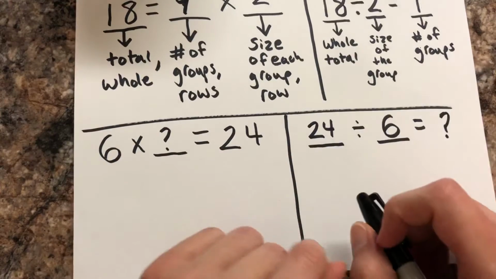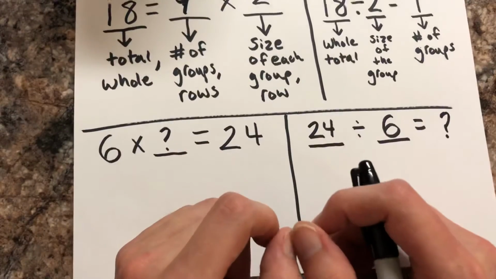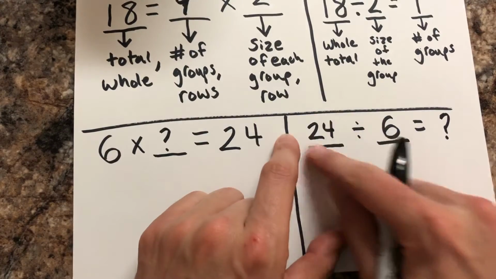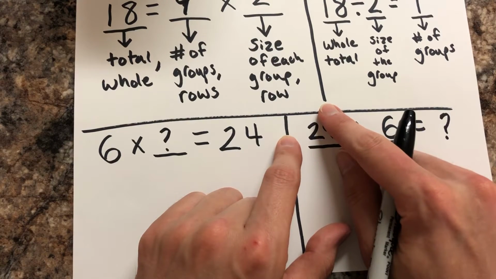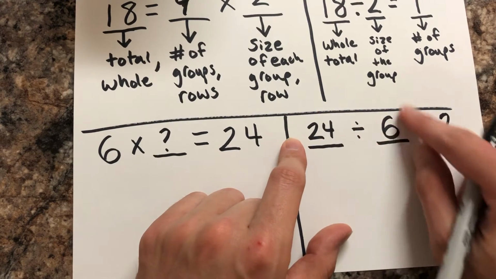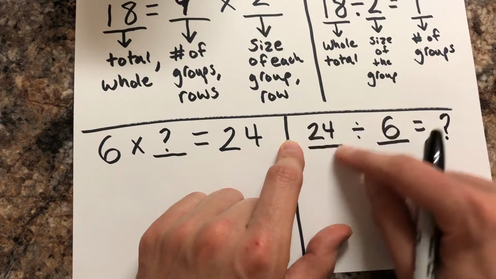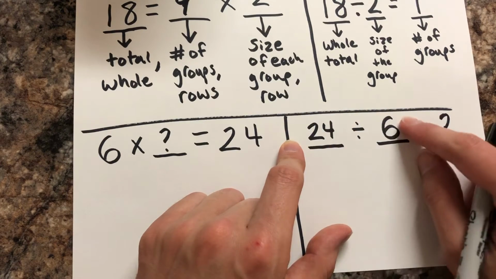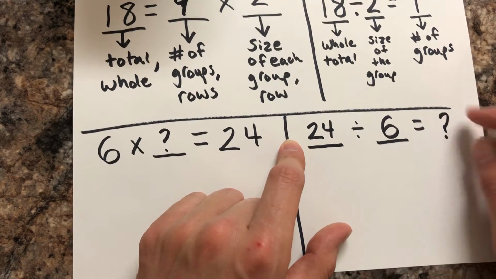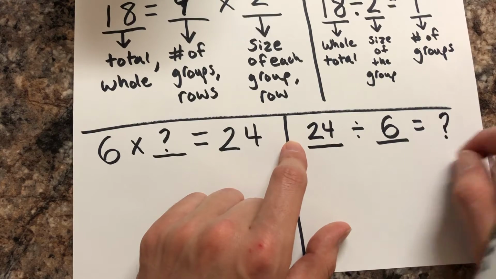Then let's say, for example, Jamar has 24 stickers. He wants to give these 24 stickers and share them with 6 friends. How many can he give them each? That's what division says.